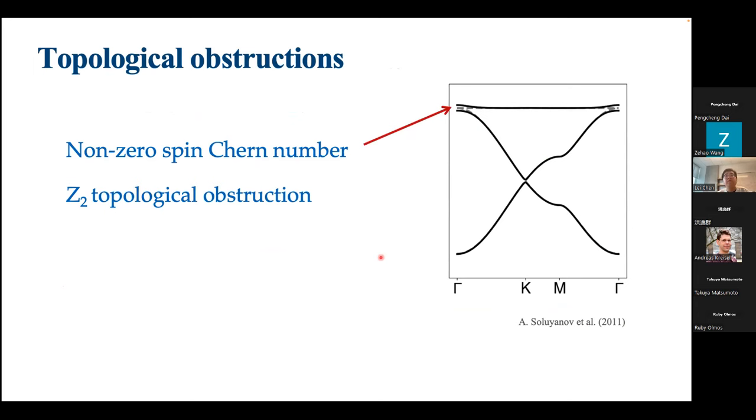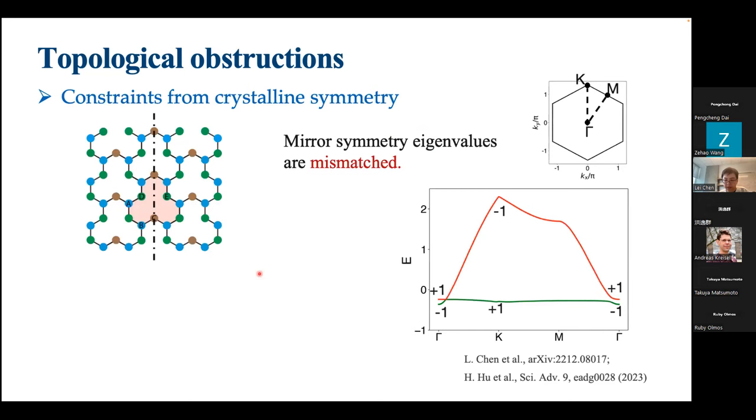For example, if we introduce the spin orbit coupling, this flat band appears to be here. But if we calculate the spin Chern number of this flat band, it is non-zero, which means that during the construction of the Wannier orbitals, we would face these Z2 topological obstructions. Another topological obstruction actually comes from the constraint from the crystalline symmetry.